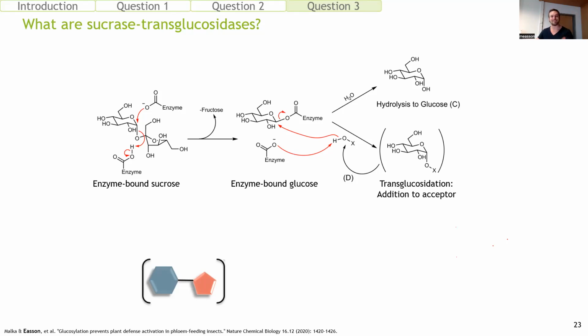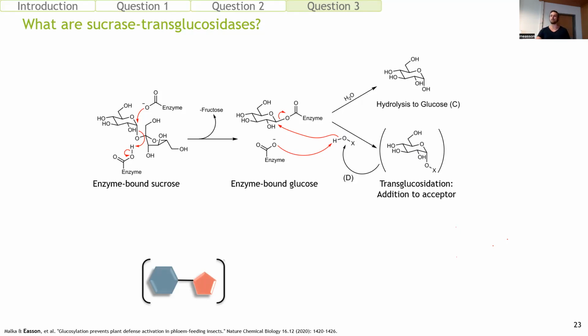When you don't need to osmoregulate, water can enter the catalytic pocket more often, and you get overall hydrolysis to glucose, which is fine because you don't need to osmoregulate. But when you do need to osmoregulate and there's more sugar around, well, sugar may enter the catalytic pocket and you can get transglucosidation. And this can happen again and again and again.